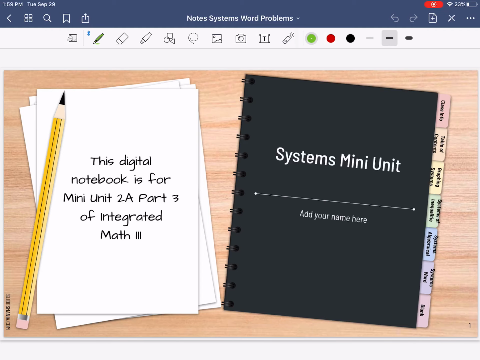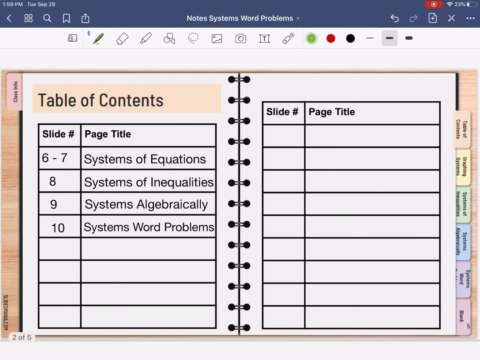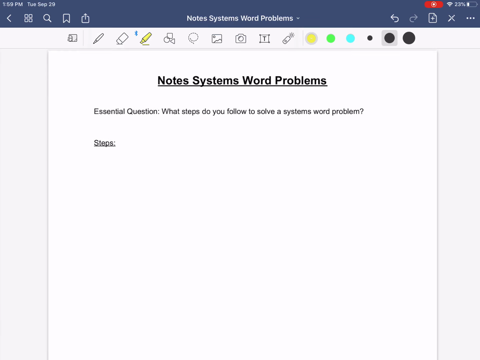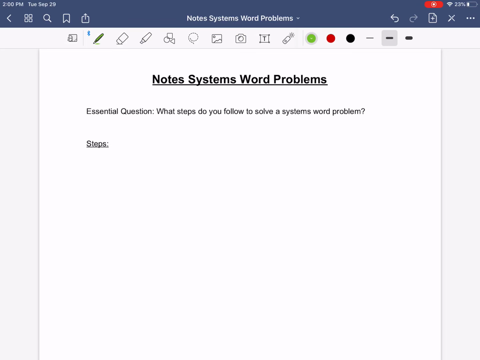All right, guys, this is our last little set of notes for our systems mini unit. Today we're going to talk about word problems. So you have your name there. This is the last little thing you need to put in your table of contents. We're going to do systems word problem. You can print the PDF if you want, or you're just going to handwrite it on a piece of paper.